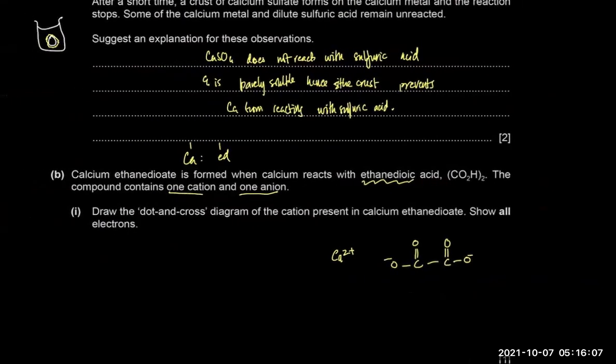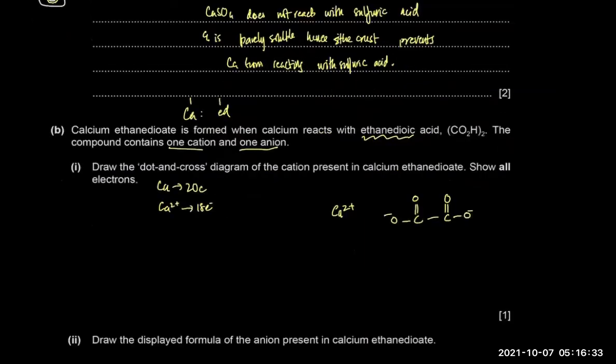Now, draw the dot and cross diagram of the cation present in calcium ethane dioate. Show all the electrons. So this is a simple thing. Just make sure you follow the instructions. What's the cation here? Calcium 2+. So if you have to draw the dot and cross diagram, calcium has 20 electrons, you can check the periodic table. Calcium 2+ has 18 electrons. It's lost its outer two electrons.